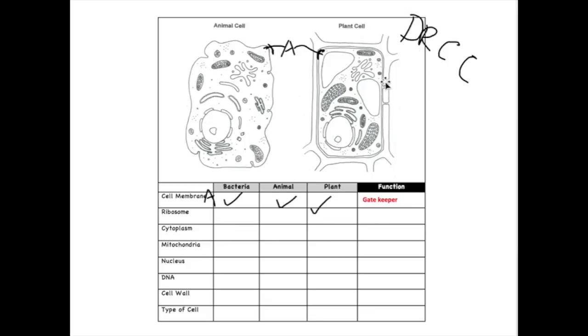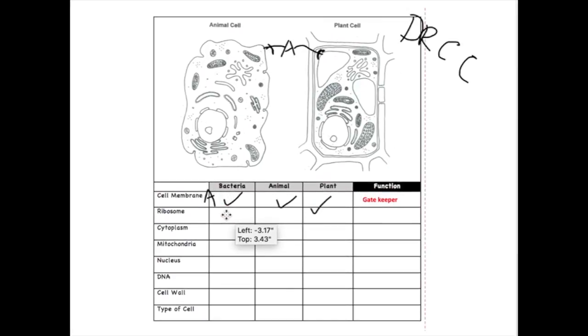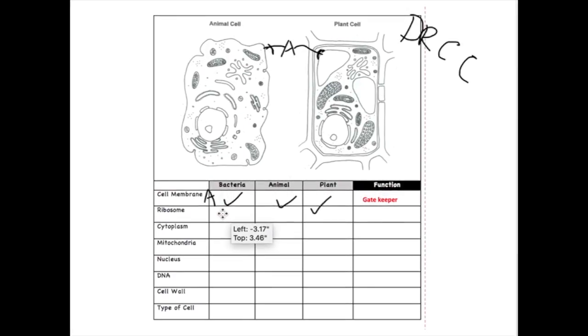Second thing we're going to look at is the ribosome. Again, that's part of our Dr. CC. So a ribosome is in a bacteria cell, animal cell, and plant cell. Again, it's in all of them. So let's find out where that ribosome is.